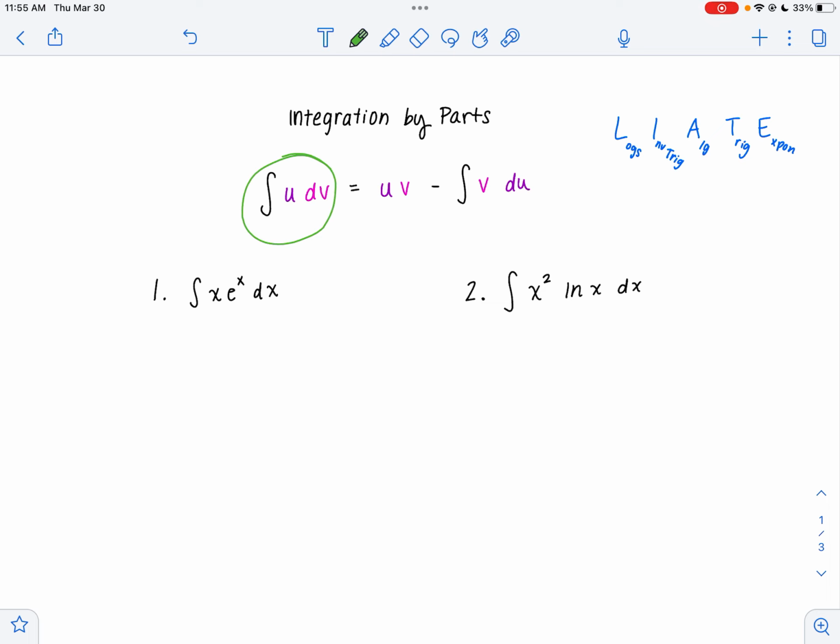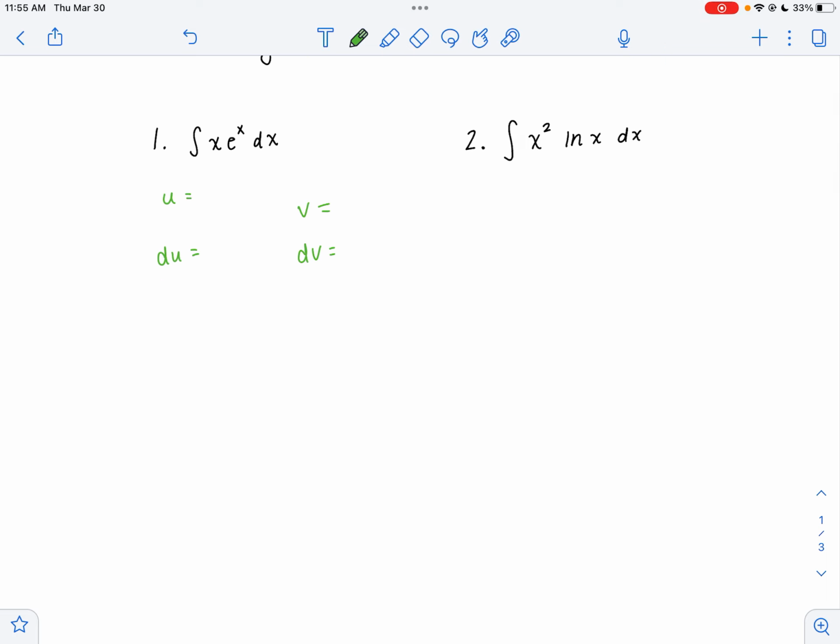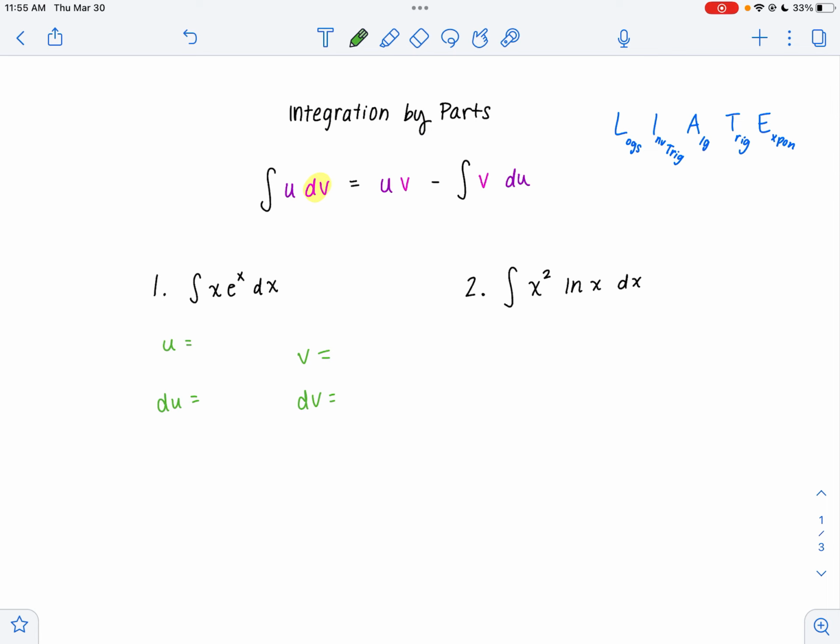If we have these two parts, call them u and dv, then we can set that equal to, or essentially transform it into something new, using this integration by parts formula. So in order to do that, we have to figure out which part is u and which part is dv. I usually set up u and dv in these little sections, and then my du and my v as well.